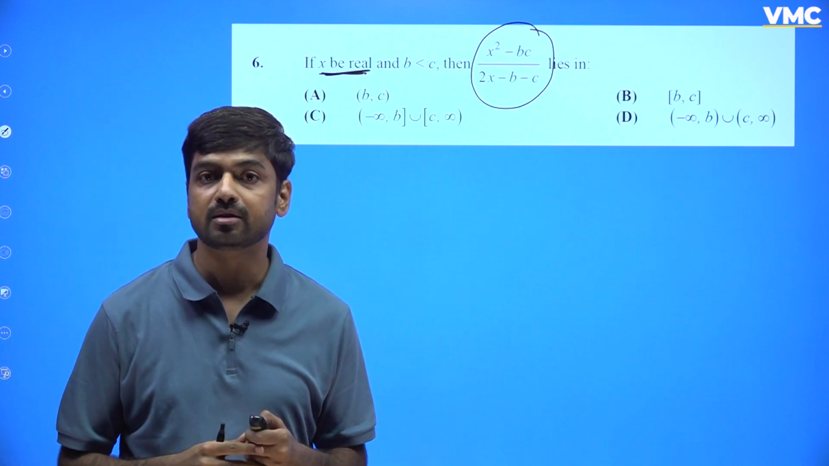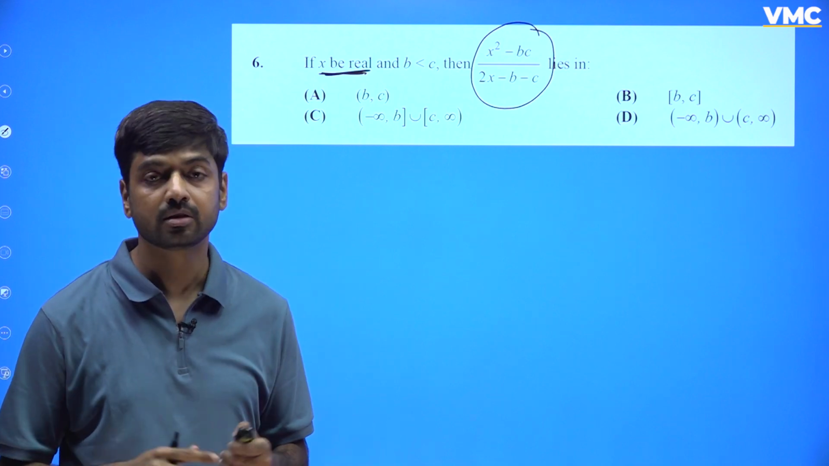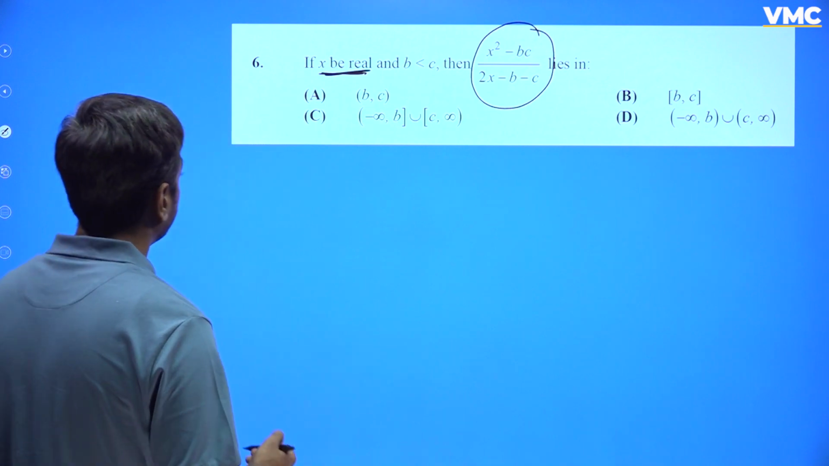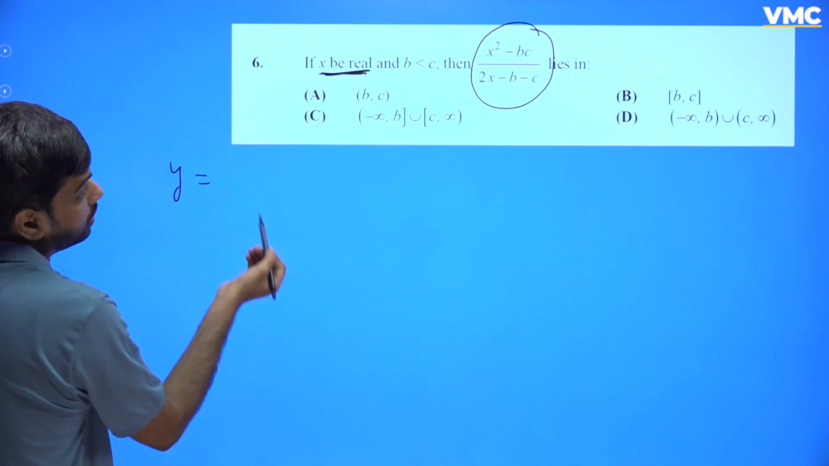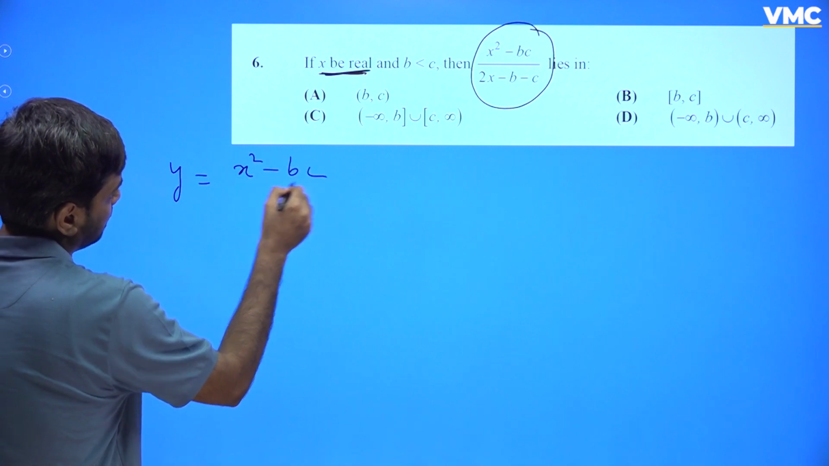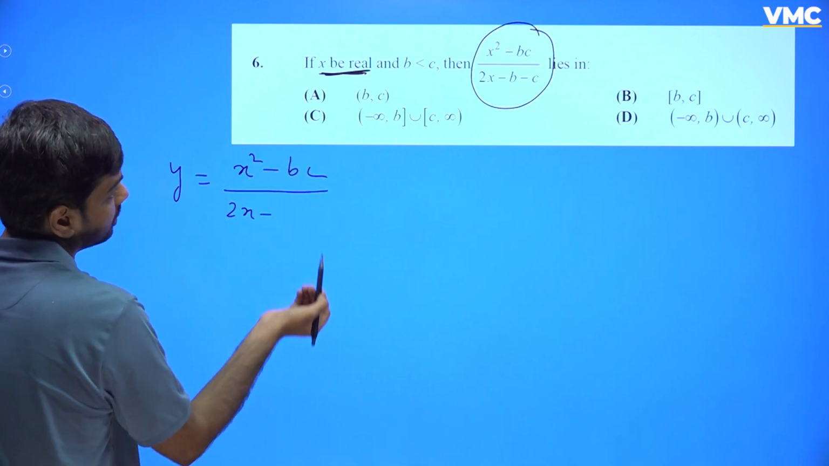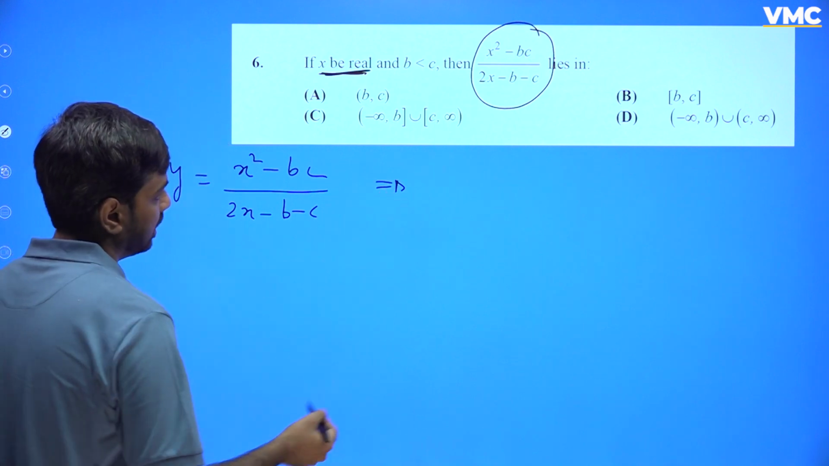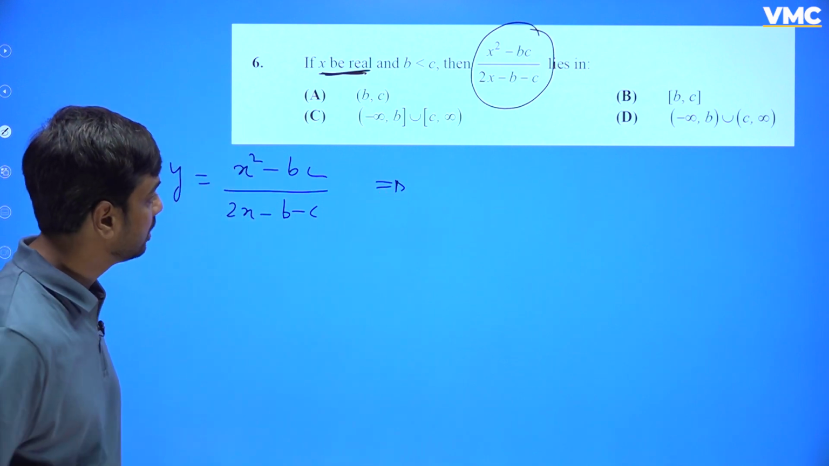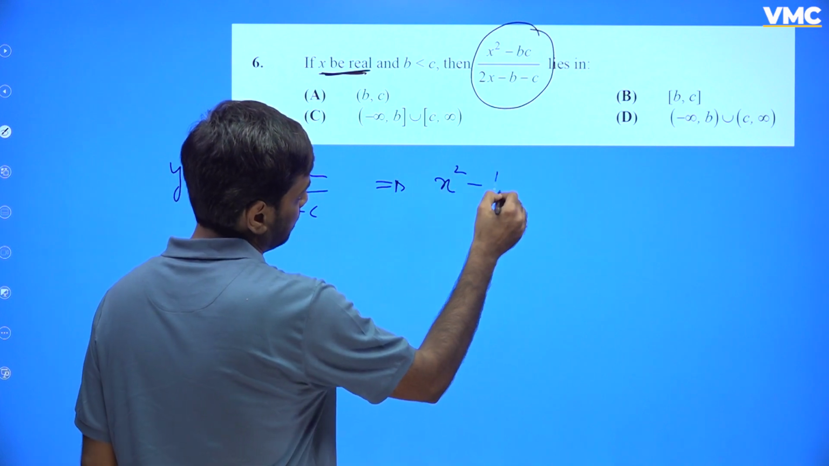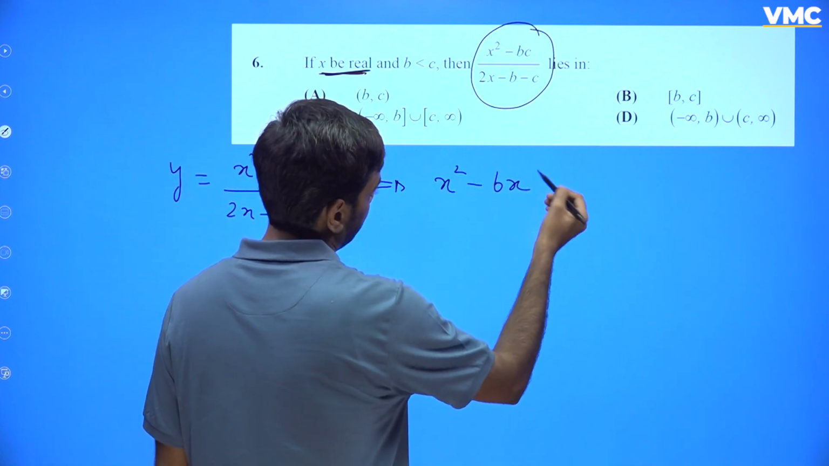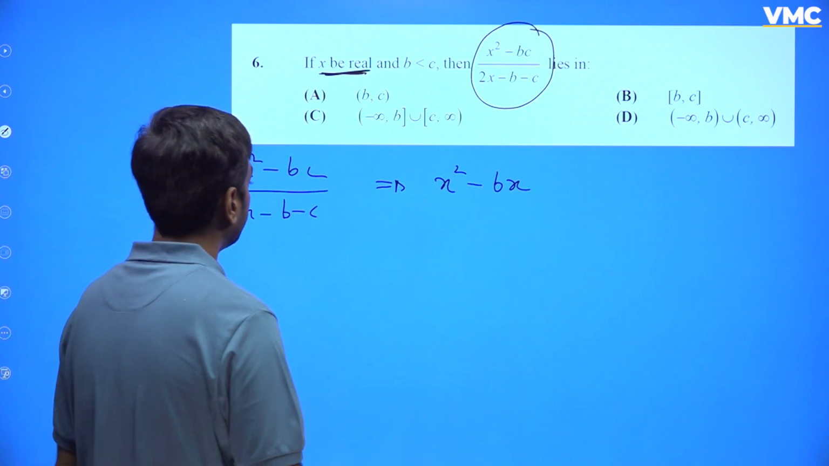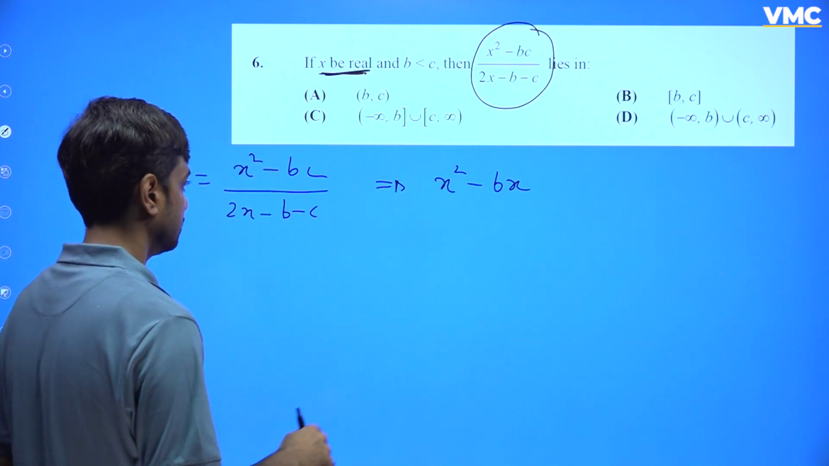In case of rational expressions, in case of rational functions, to find out the range, we start by taking the expression as y. So I will start with y is equal to x square minus bc upon 2x minus b minus c. Now simply cross multiply and bring all the terms to one side. So when you cross multiply, we have x square minus bc. After multiplying, bring all the terms to one side. So we have x square minus bc.